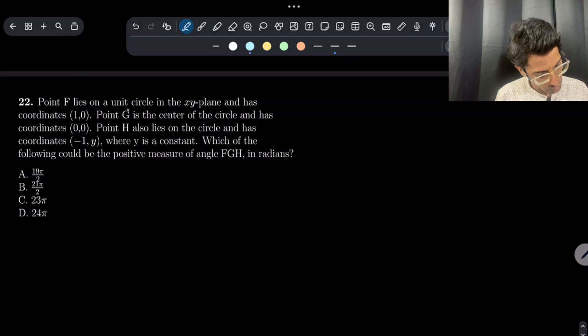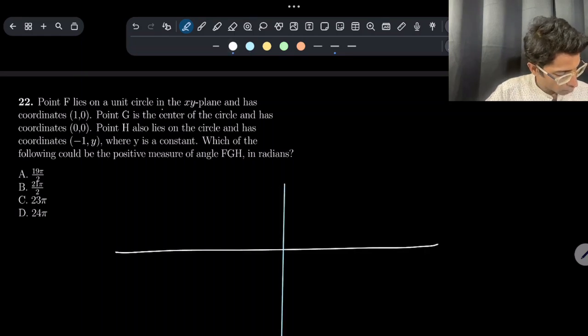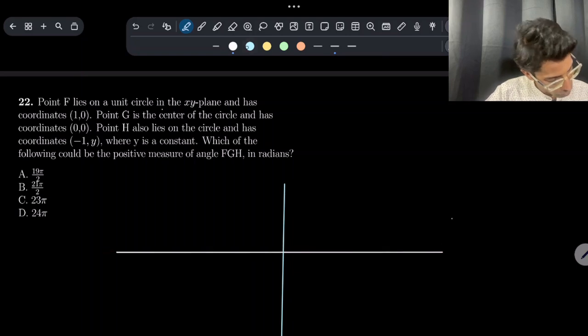Point F lies on a unit circle in the xy plane and has coordinates (1, 0). So first of all, this is the unit circle. The point G is the center of the circle and has coordinates (0, 0). Whenever in the question you see a unit circle, please draw it.